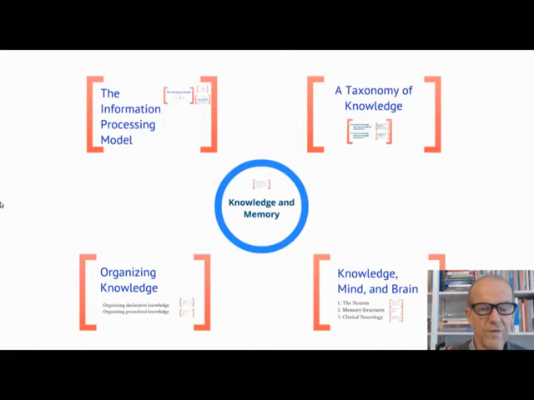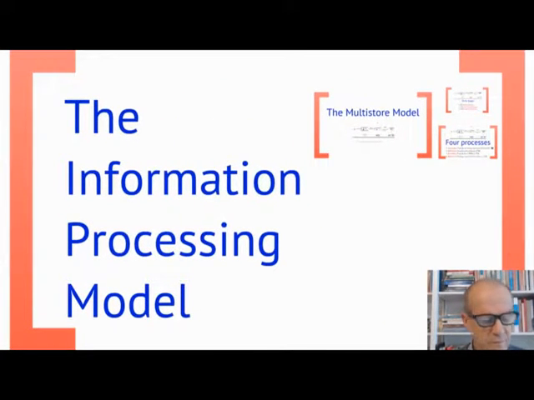Let us start with the first unit, the information processing model. As we explored in the previous module, we discussed the advent of the cognitive perspective in the study of learning and instruction, and during the 60s, when the computer model became more and more important as a sort of metaphor which stimulated learning theorists, learning psychologists to develop theories about human learning.